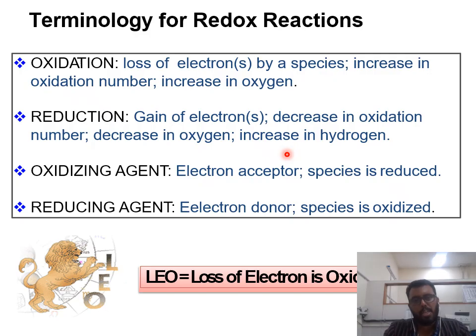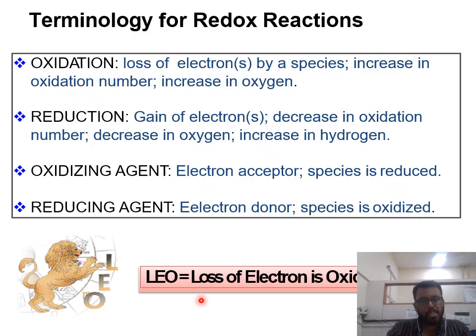In other words, reduction means gain of electrons or gain of hydrogen or increase in hydrogen amount. And when a species gains an electron, the oxidation number decreases. For instance, you have O 2 minus, you add one electron, it becomes O minus. Similarly, if you take a chloride anion, Cl minus, you add one electron, it becomes a chloride radical. So that's simple. An oxidizing agent is an electron acceptor, and that species will be reduced. A reducing agent is an electron donor, and that species will be oxidized.